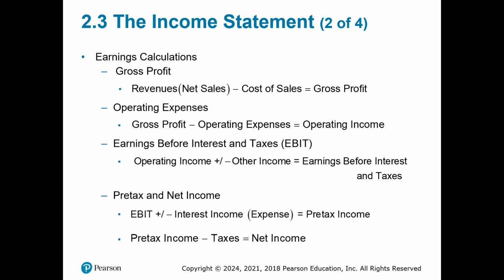Here on this slide, you see the earnings calculation. You have the gross profit, which is revenues, net sales minus cost of sales, is equal to your gross profit. The operating income is actually the gross profit minus operating expenses. And then you have what we call the EBIT, which is also earnings before interest and taxes. It is the operating income plus or minus the other income, which will give you the EBIT.